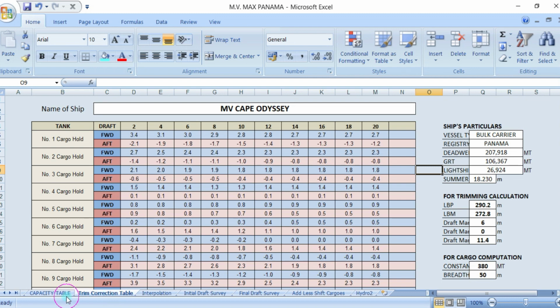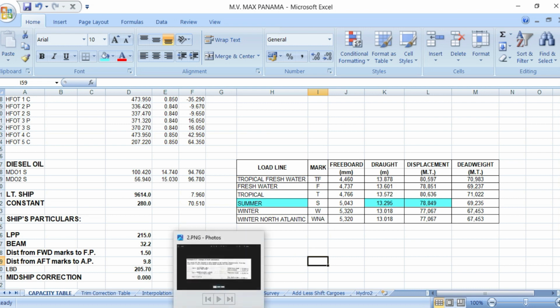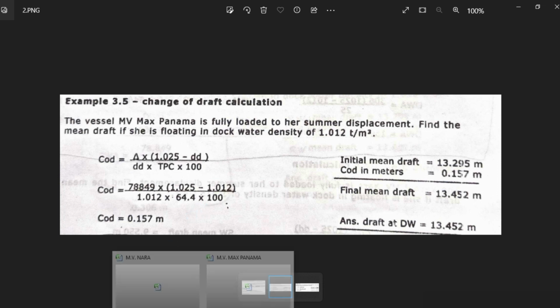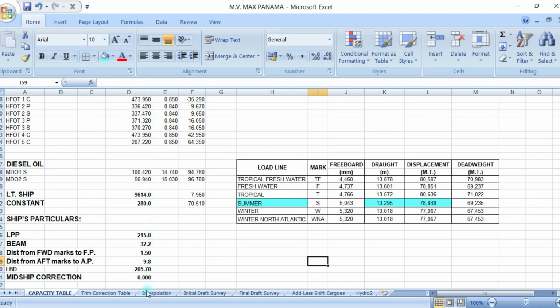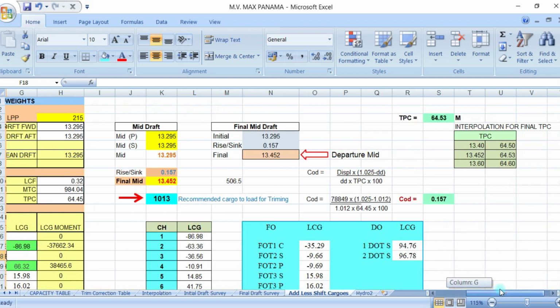So his departure draft, or summer draft, maximum summer draft is 13.295, which is this one. And this is the value. You add this one to the maximum draft, you will have a final draft of 13.452. Now I will explain later.